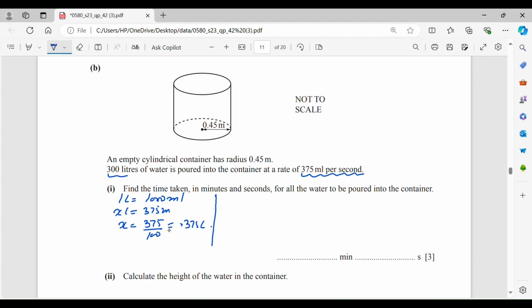Now it's a very easy part. So in 1 second it takes only 0.375 liter. So we need to pour all 300 liter, right? 300 liter will take y seconds. So again we will do the cross multiply. So y will be equal to 300 divided by 0.375. So time y will be equal to 800 seconds.